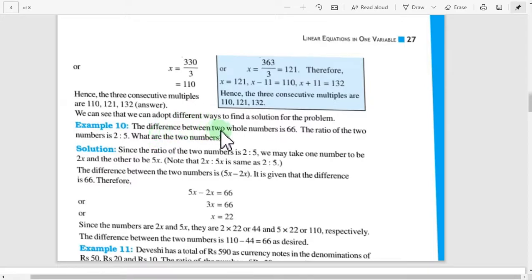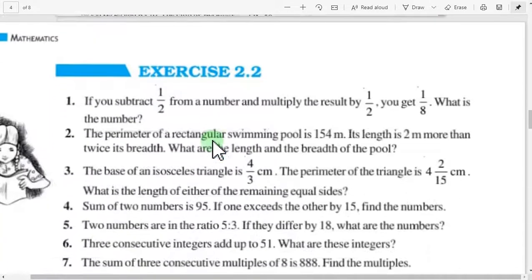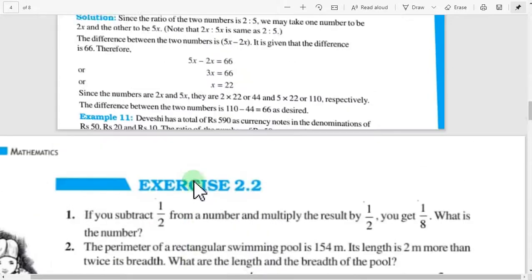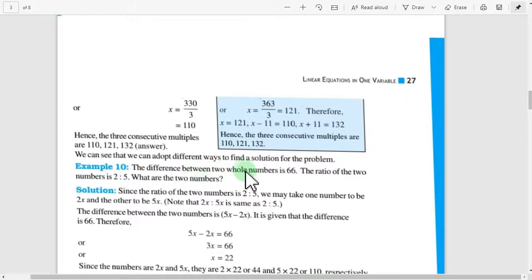Example 10. The difference between two whole numbers is 66. The ratio of the two numbers is 2:5. What are the numbers? Here, the difference between two whole numbers is 66. Difference means subtraction. The ratio of the two numbers is 2:5. What are the numbers? See, here it is given.